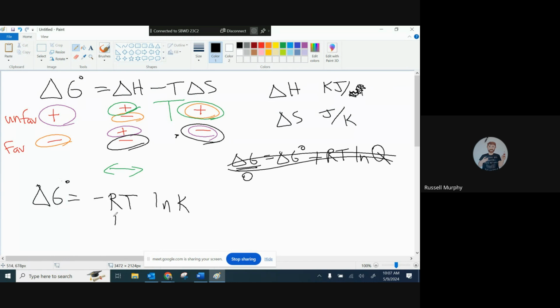This R is 8.314 joules per mole Kelvin. So when we do that math, we multiply by the temperature, we multiply by the natural log of K, and we're going to get joules. Typically all the answers are in kilojoules, so just watch out for that.